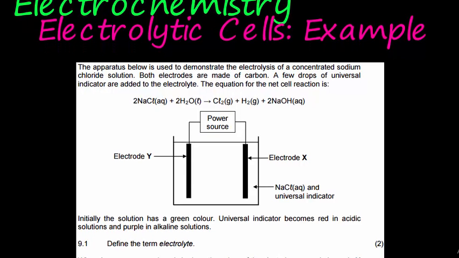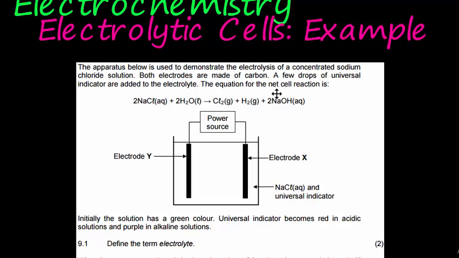The apparatus below is used to demonstrate the electrolysis of a concentrated sodium chloride solution. Both electrodes are made of carbon. A few drops of universal indicator are added to the electrolyte. So here's our electrolyte. Universal indicator is added to this, which gives it a color.